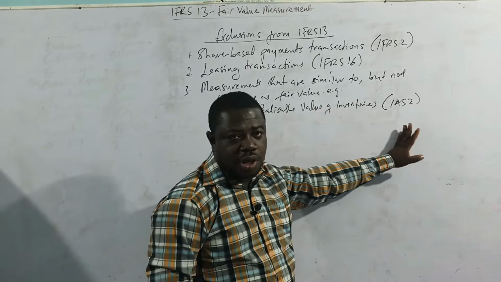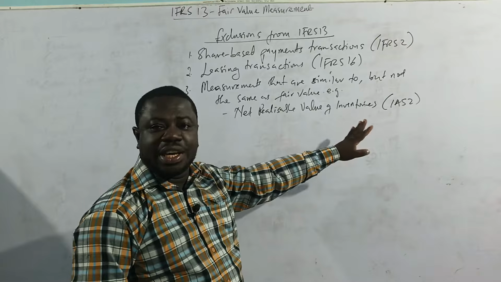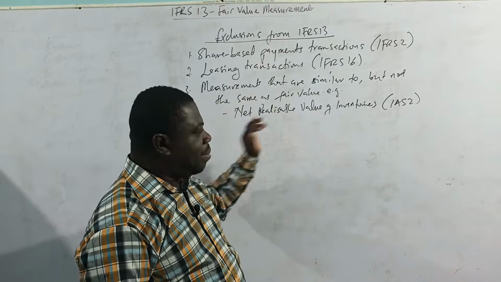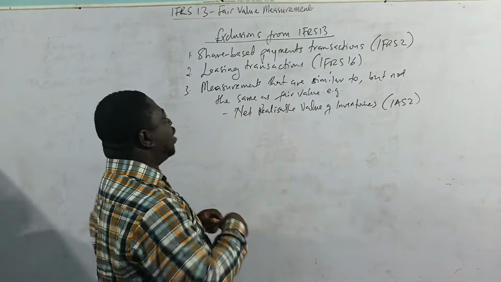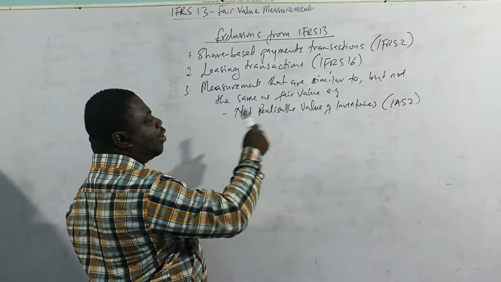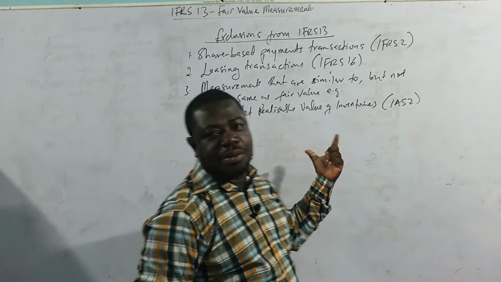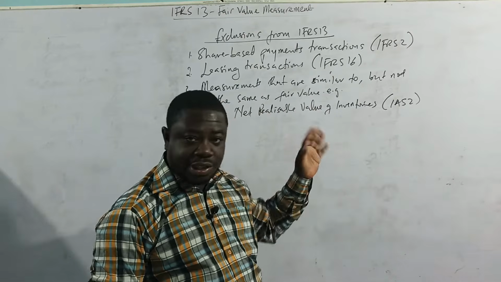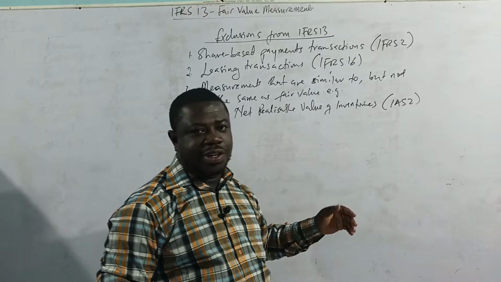on its own, and then it's regulated by IAS 2. It looks similar to the way we do the measurement of fair value, but it is not fair value. That is why we are saying measurements that are similar but not the same as fair value. Net realizable value of IAS 2 looks similar to fair value measurement, but it is not fair value. So it's part of the exclusions.